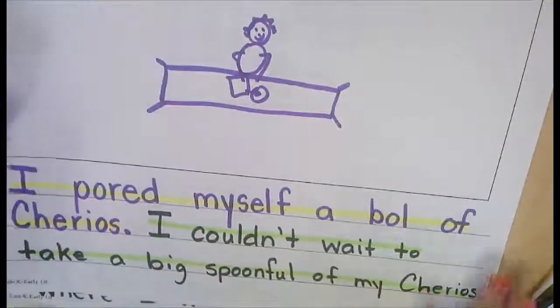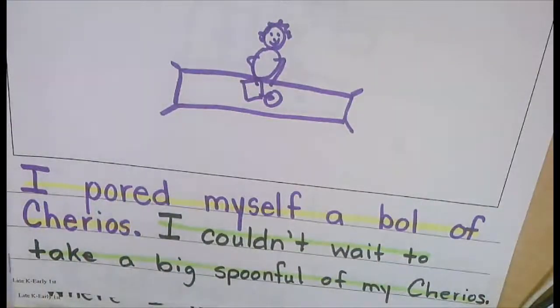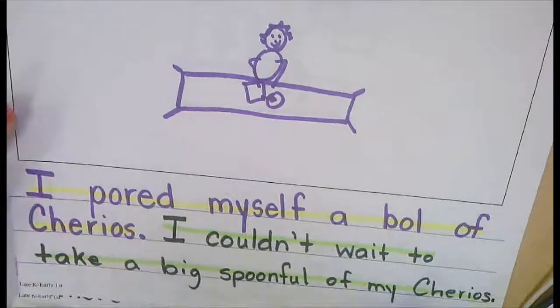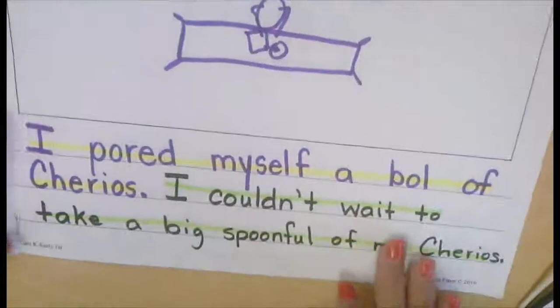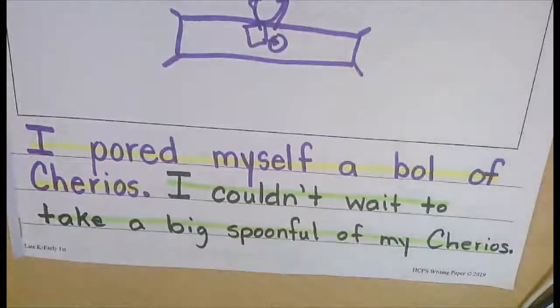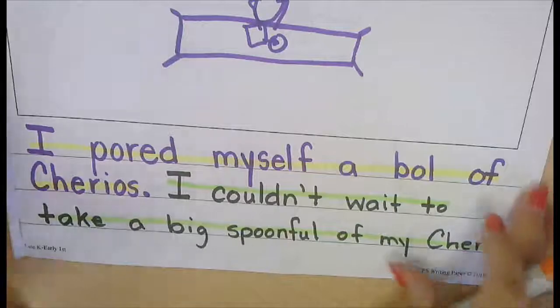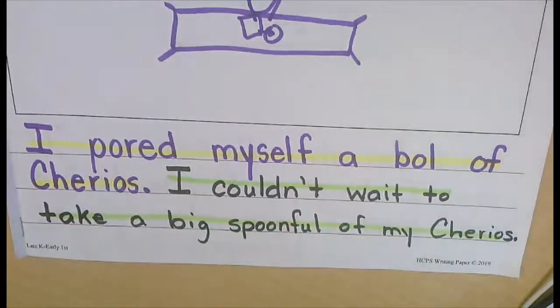Today, boys and girls, we're just going to do a little bit on capital letters and periods again. To just review, I want you to look at my story here that I wrote about my bowl of Cheerios again. We're going to look if I started sentences with capital letters and put periods at the end of the sentence. Let's look at this.